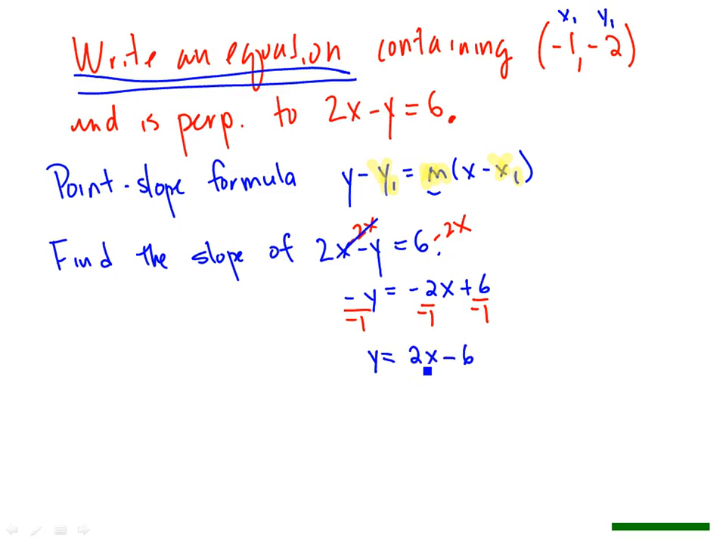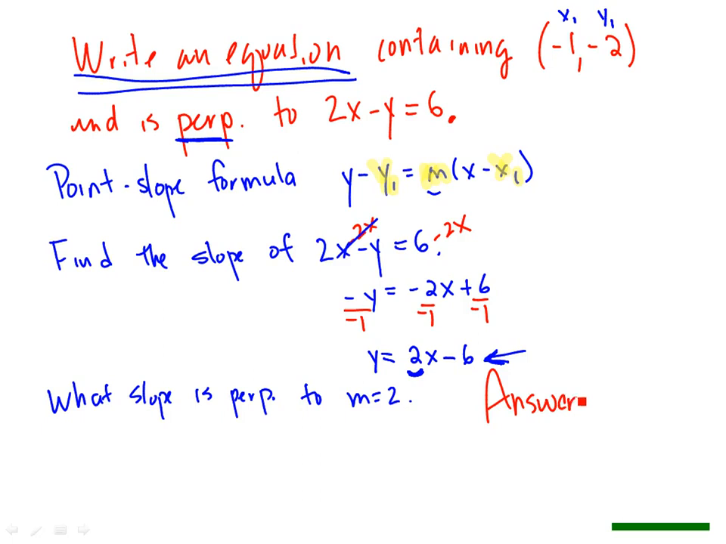So the slope here is 2. Notice that the slope here is 2. However, our problem stated we must write an equation containing the point (-1, -2), but it must be perpendicular to this line. So we can't use 2. We need to use a slope that's perpendicular to 2.